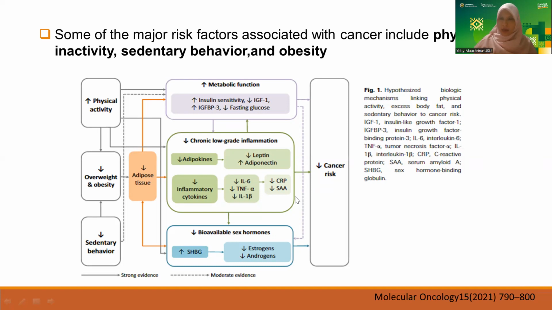So that's why we need to be more active to reduce cancer risk. As the hypothesis, biologic mechanisms linking physical activity, excess body fat, and sedentary behavior to cancer risk include insulin-like growth factor 1, insulin-like growth factor binding protein, interleukin 6, TNF alpha, and also other inflammatory cytokines. These inflammatory cytokines are involved in cancer development. So physical activity can reduce this chronic low-grade inflammation, so the cancer risk is reduced.